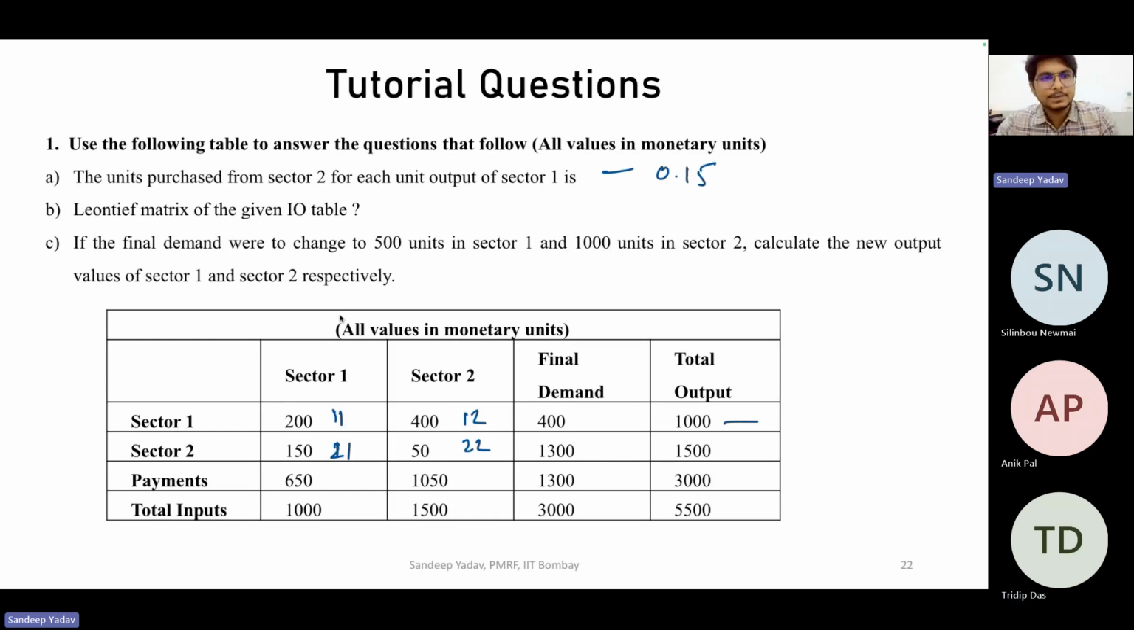That means the units purchased from sector 2 for each output of sector 1 is equal to 0.15. So, sir, it is the value of the direct coefficient from sector 2 to sector 1. Correct. Yes. So now you're getting the physical significance of what the technical coefficient says, how to solve this, and getting the insights of that.